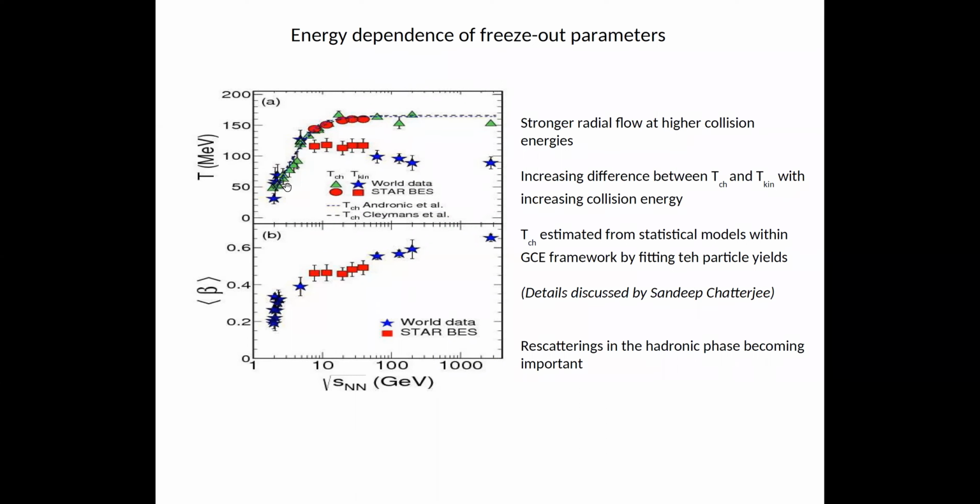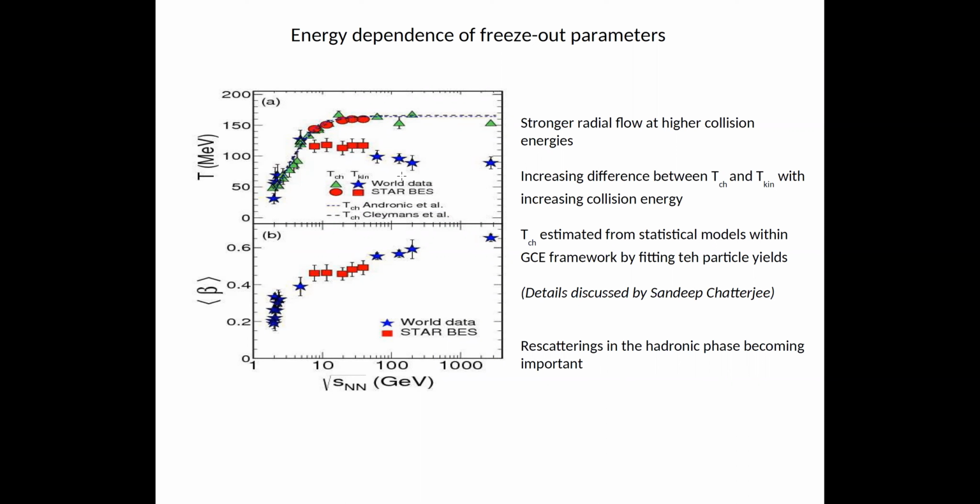And here there is a plot for the temperature as a function of beam energy, and two freeze out temperatures are plotted. One is the chemical freeze out temperature, which initially increases and then eventually saturates, and this is the kinetic freeze out temperature. As you increase the beam energy of the collision, there is an increasing difference between T kinetic and T chemical. At lower energies, they are more or less the same. As you go on increasing the energy, both of them get separated. Your chemical freeze out temperature is much higher compared to your kinetic freeze out temperature.